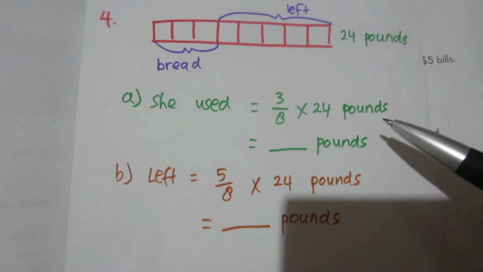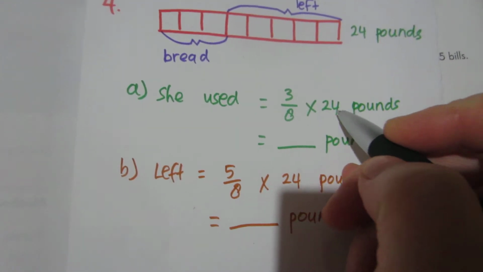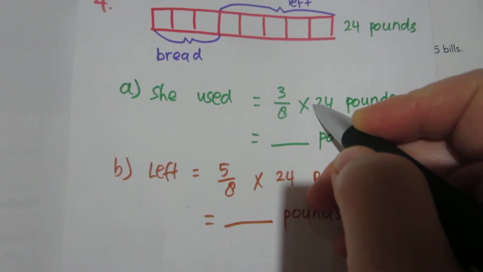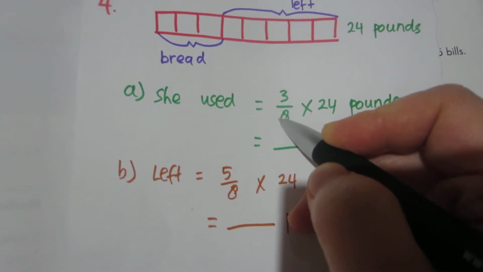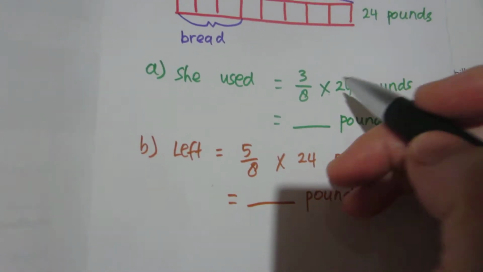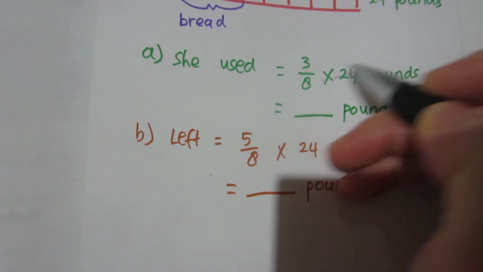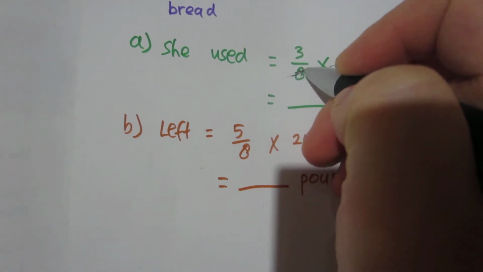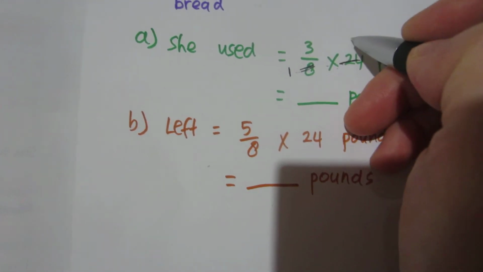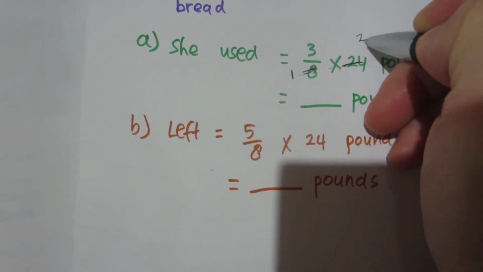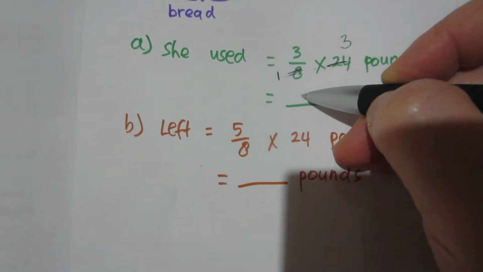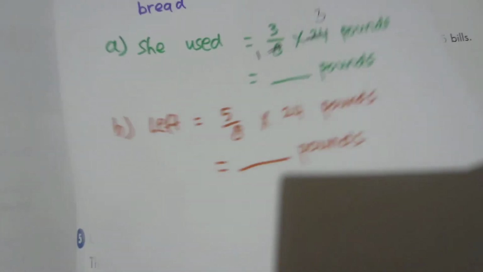Multiply by 24. If you are confused on how to multiply this, look at this first. 24 can be divided by 8, right? So this will become 1, and this will become 3, right? So you just multiply 3 by 3 and then you get the answer. Next question.